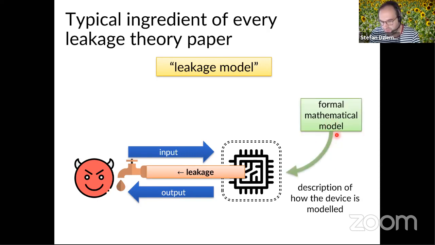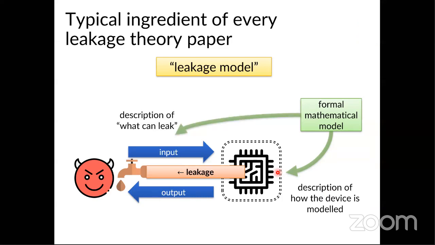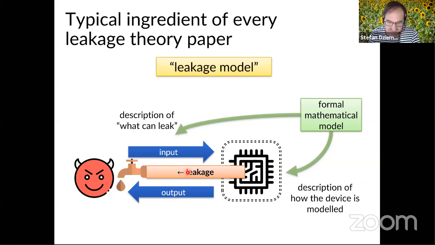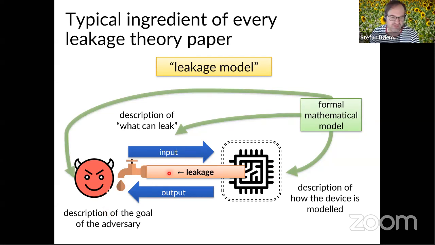There has to be a formal mathematical model of the device, so say a Boolean circuit or something like this. There is a description of what can leak. So basically a mathematical description of this leakage, and a description of what is the goal of the adversary. These are like the three main ingredients.